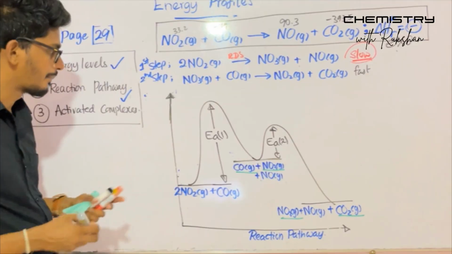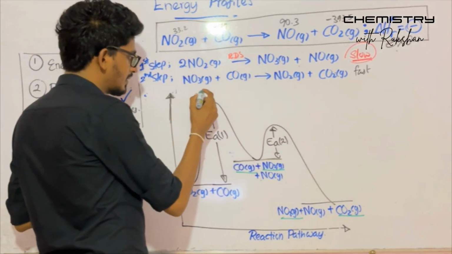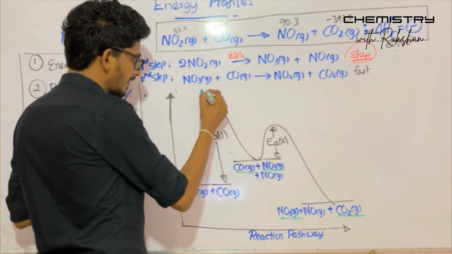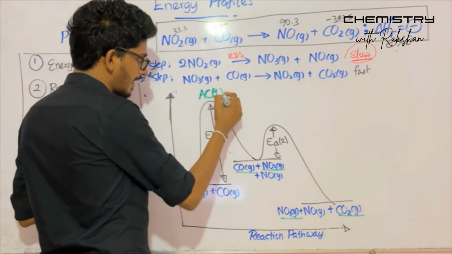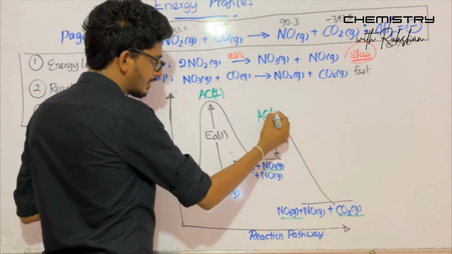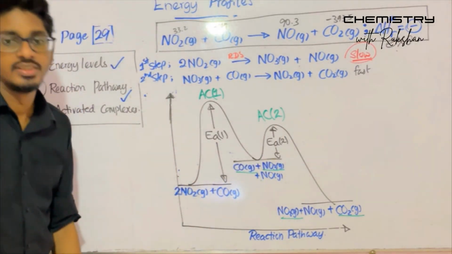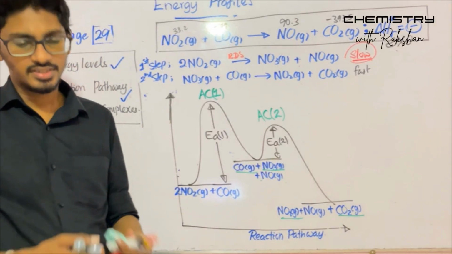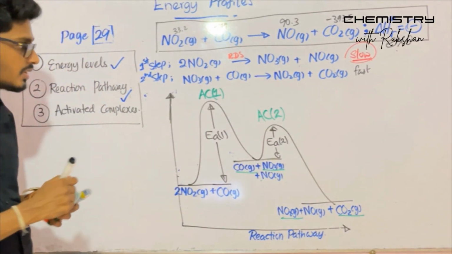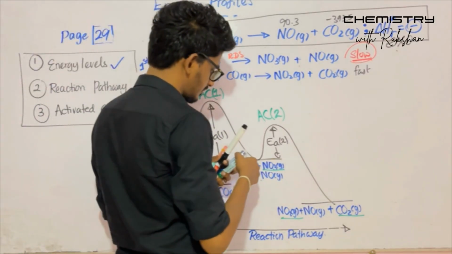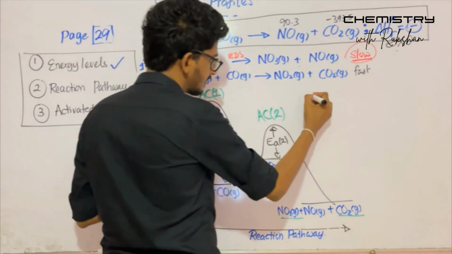Next thing is to come up with the activation complexes AC1 and AC2. Activation complex 1 and activation complex 2. That is the next idea. Let's come up with activation complex 1, AC1.